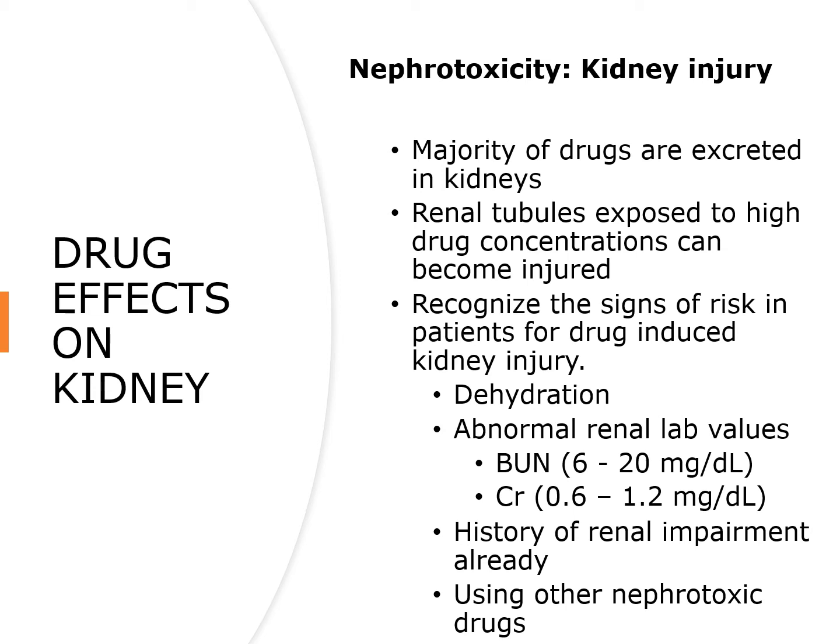And we typically can recognize the signs of kidney injury with certain blood tests. So abnormal BUN and creatinine. So BUN is blood urea nitrogen, and creatinine is a breakdown product of muscle. And because they're excreted from the kidney, they're typically kept in pretty tight values in intervals. So BUN is usually 6 to 20, creatinine 0.6 to 1.2.